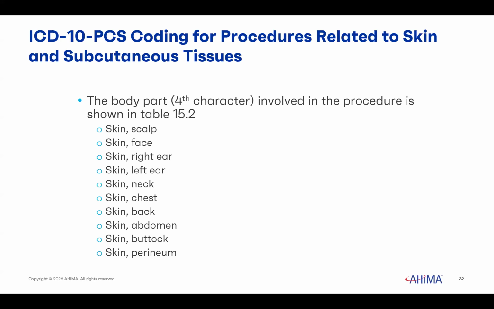This slide begins with skin, and then it covers skin of all the different areas, including the abdomen, buttock, and perineum. PCS requires very specific anatomical identification, so documentation requires the exact site. So it gets very, very specific. We just can't say skin or what have you in most cases.